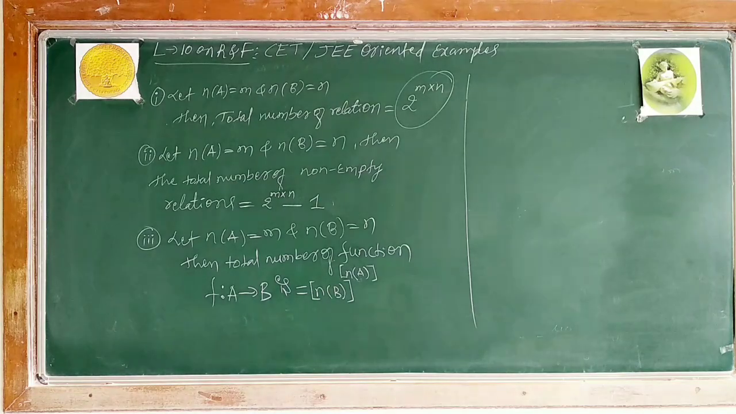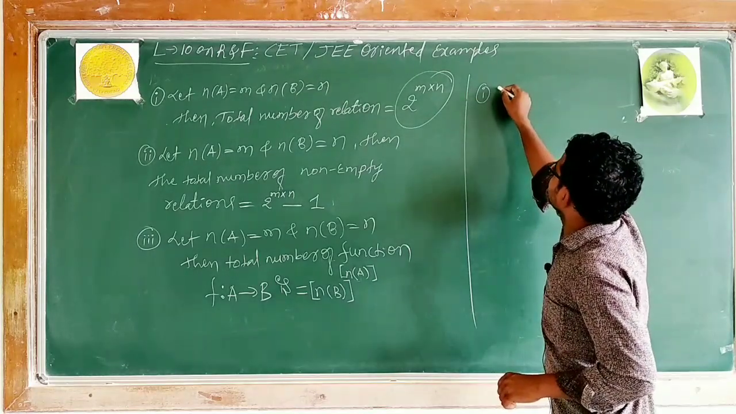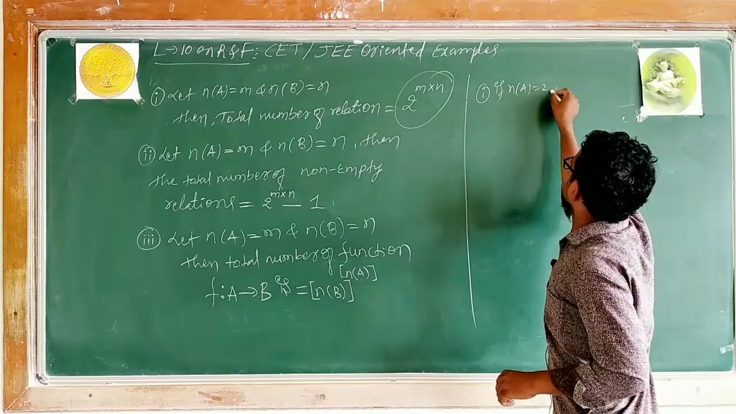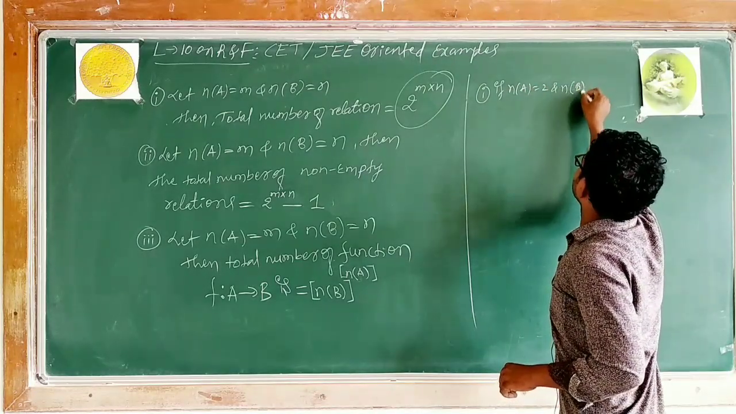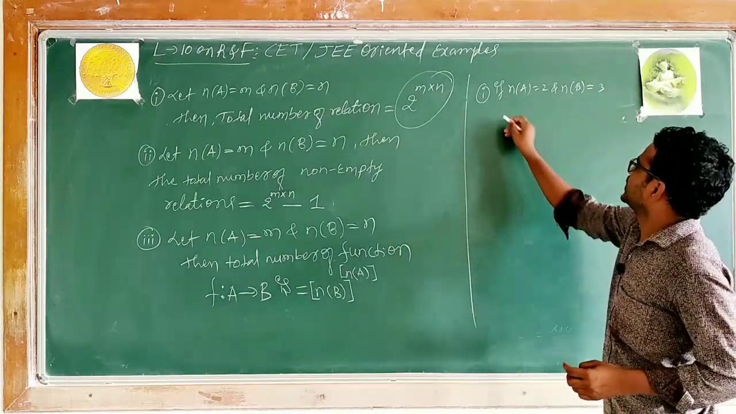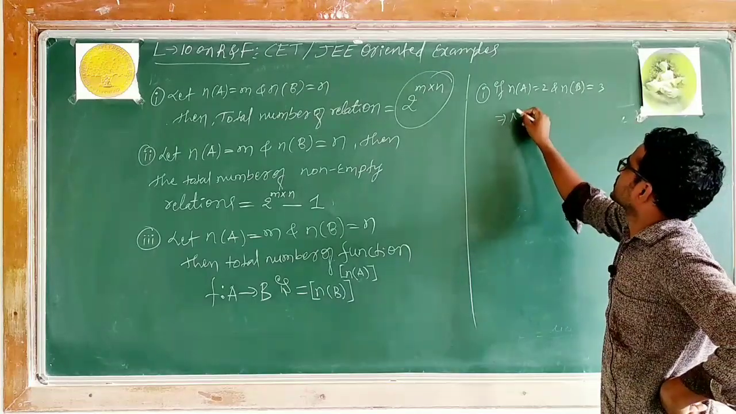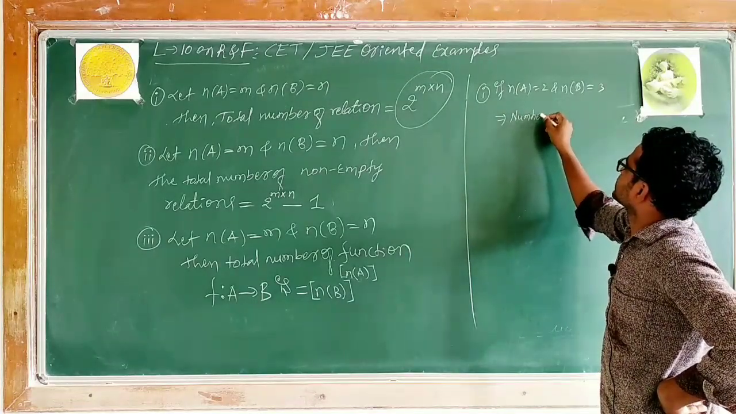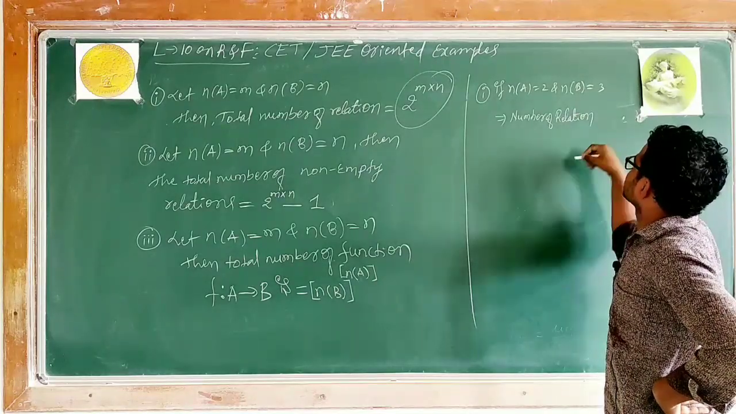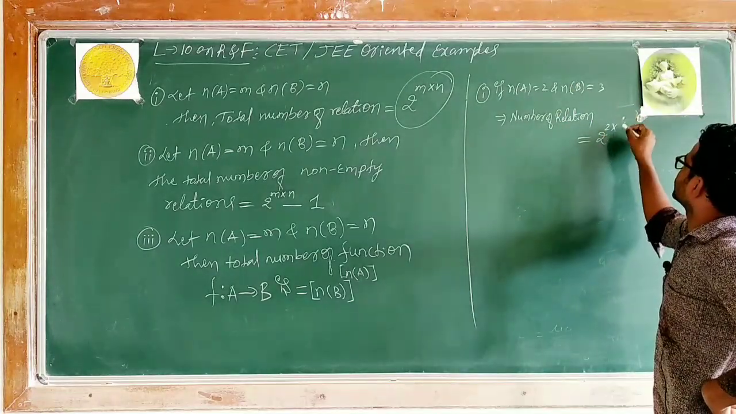Now I will take one simple example. If n of A is equal to 2 and n of B is equal to 3, it implies that according to the first case, the number of relations is equal to 2 to the power m into n, that is 2 to the power 2 into 3.